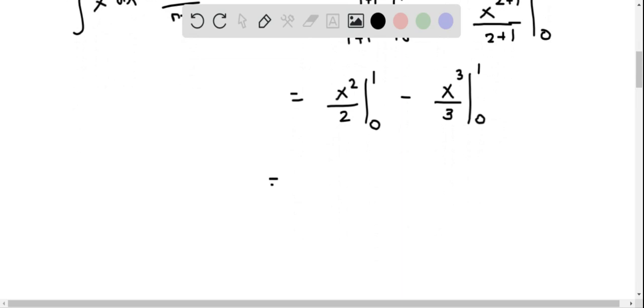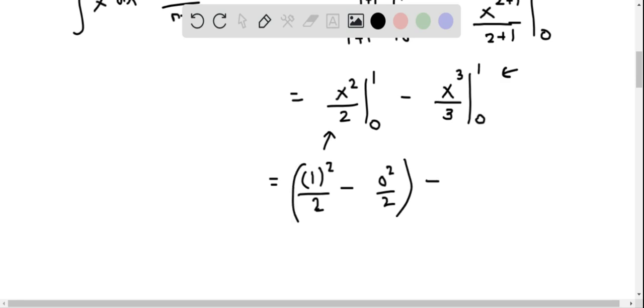Let me continue and evaluate this. I'm going to evaluate the first one by applying the limits. First, I apply the upper limit: in place of x, I replace by 1, so this becomes 1 squared by 2. Now I apply the lower limit, that is 0 squared by 2. Now the second integral: I apply the upper limit, so it becomes 1 cubed divided by 3, minus, when you put the lower limit in place of x, 0 cubed divided by 3.